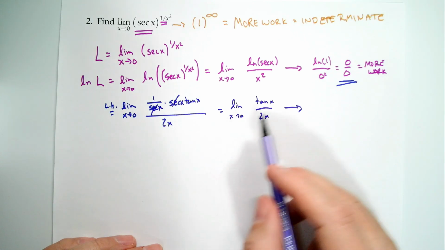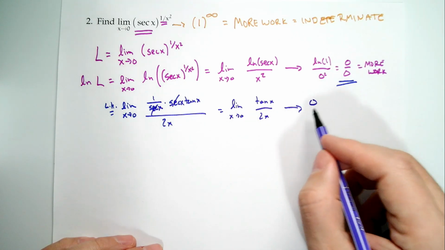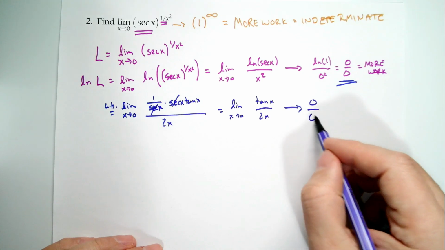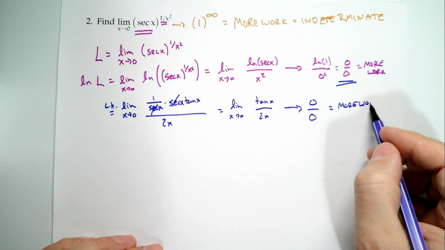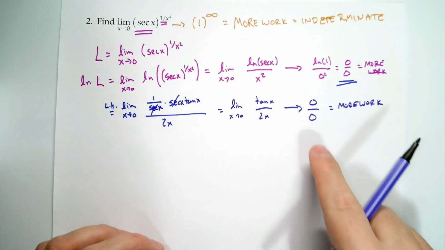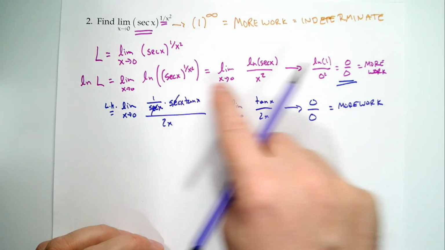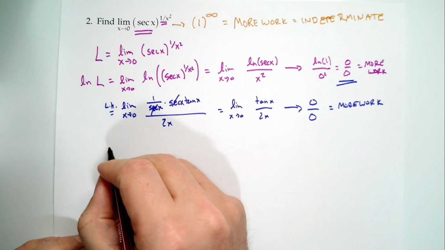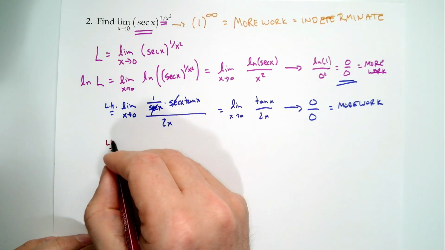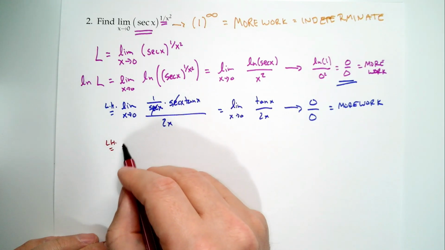Well, tangent of 0, 0. 2 times 0, 0, which is more work. My gosh, we get to do a lot of work on this problem. But notice, we keep getting simpler and simpler. Tangent of x over 2x, that's a whole lot simpler than where we started. All right, so what do we do? Well, we once again visit our good friend, L'Hôpital. L'Hôpital. How are you? All right, let us see.